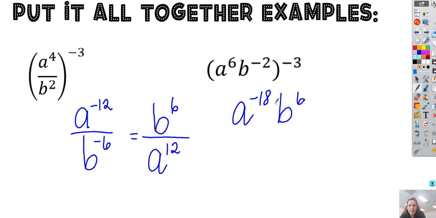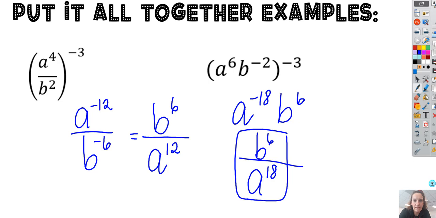So now the only problem is getting rid of this negative 18 exponent. And so I'm going to send a to the 18th down to the denominator. So it's going to be a to the 18th in the denominator. And so now I don't have to worry about that negative exponent. But b to the 6th was totally cool. That didn't need to go anywhere because it has a positive exponent. So b to the 6th is going to stay in the numerator.